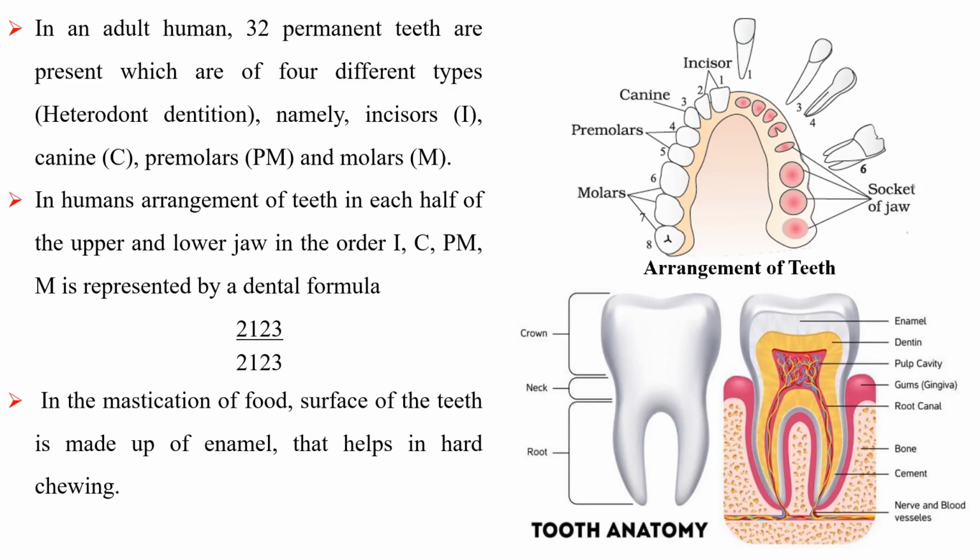In an adult human, 32 permanent teeth are present, which are of four different types, namely incisors, canine, premolars, and molars. In human, the arrangement of teeth in each half of the upper and lower jaw, in the order ICPM, is represented by the dental formula 2123 by 2123. In the mastication of food, the surface of the teeth is made up of enamel, which helps in hard chewing.